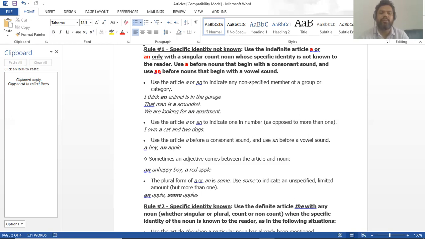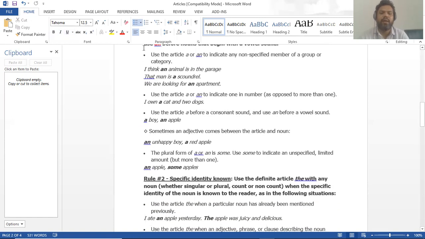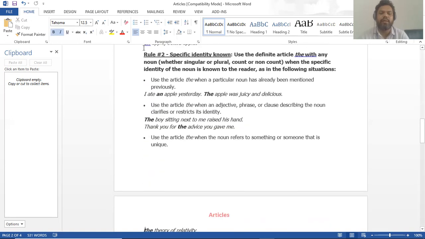So that is why you have to use a here, as the word starts with a consonant sound. Like this, you will get many examples here. Please see, sometimes you will use the articles before a consonant sound or a vowel sound. Please see here, a boy and an apple. So in this way, you have to put the articles.